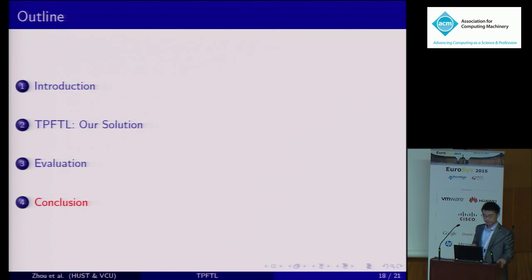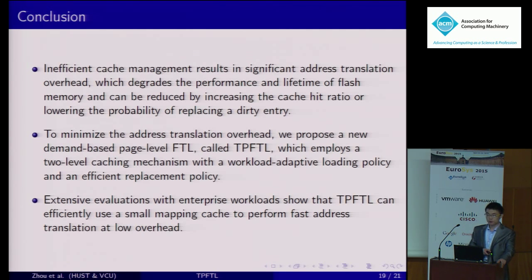Now let's conclude our work. Inefficient cache management results in significant address translation overhead, which degrades the performance and lifetime of flash memory. And this overhead can be reduced by increasing the cache hit ratio or lowering the probability of replacing a dirty entry. To achieve these 2 goals, we propose TPFTL, which employs a 2-level cache mechanism with a workload-adaptive loading policy and an efficient replacement policy. And extensive evaluations with enterprise workloads show that TPFTL can efficiently leverage a small mapping cache to perform fast address translation at low overhead.